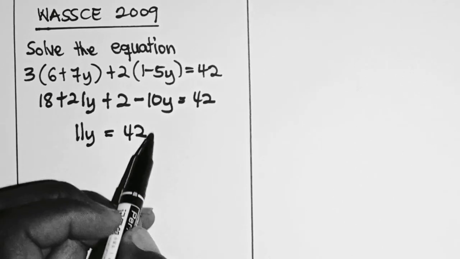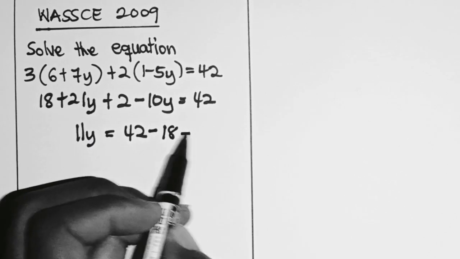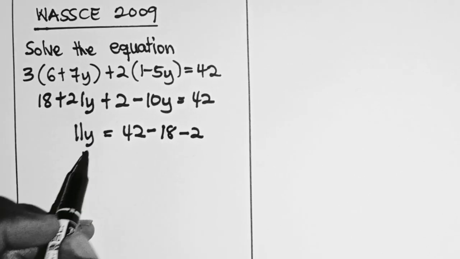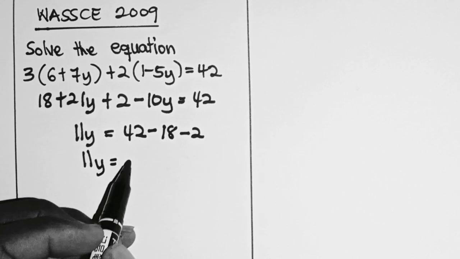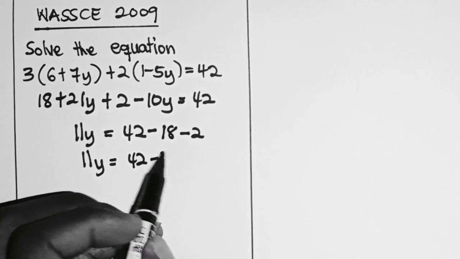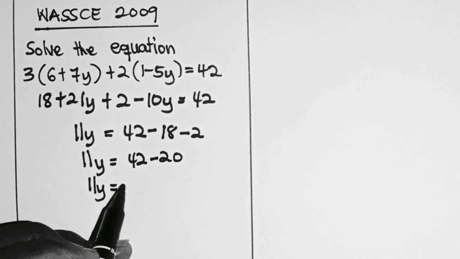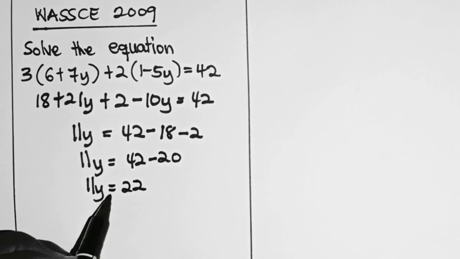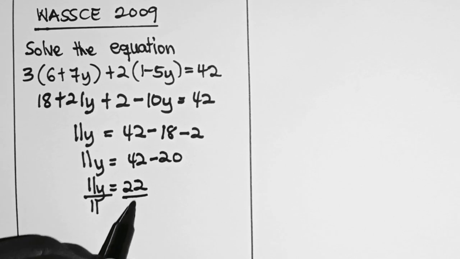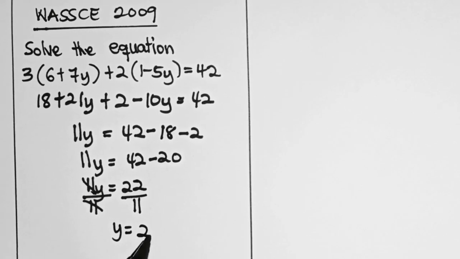Then plus 18 becomes minus 18. Then this plus 2 becomes minus 2. So 11y is equal to 42. Then minus 18 minus 2 becomes minus 20. So 11y is equal to 42 minus 20 is 22. So if we divide through by 11, we find out that y is equal to 2.